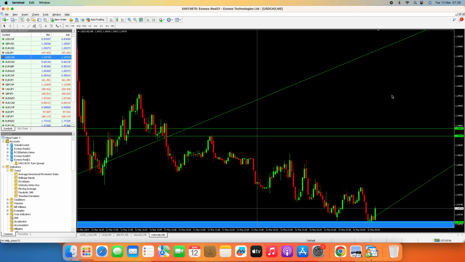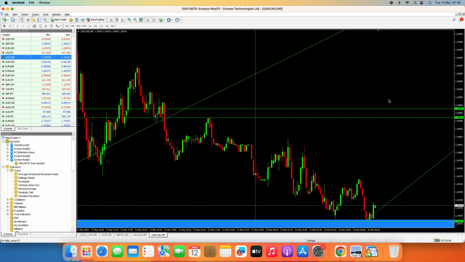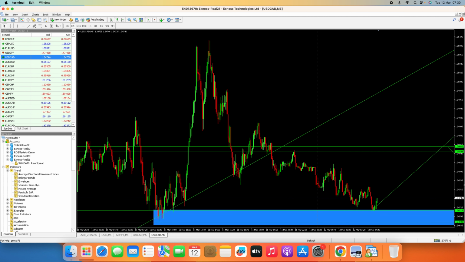But if it does break this area, obviously you can always re-enter an additional buy and continue moving up like that. So now in this type of trade, what you'll want to look at, if the market retraces, as I said in my higher time frame analysis, we'll be looking into selling.